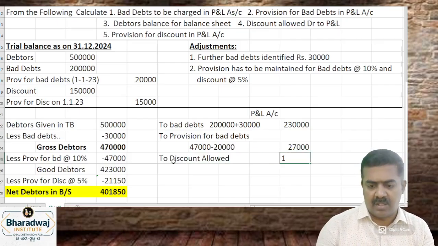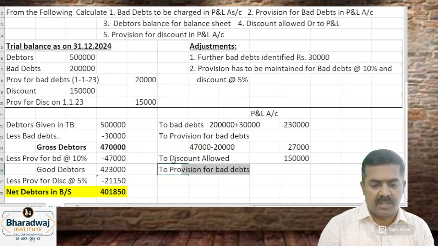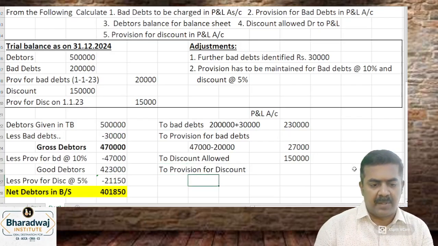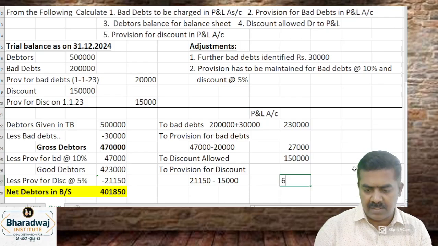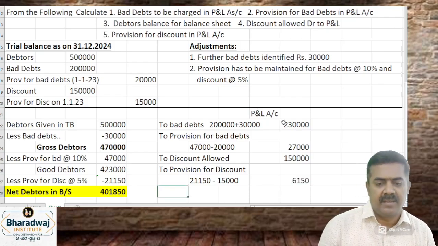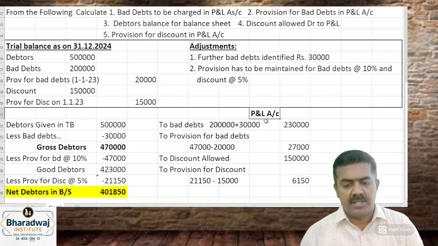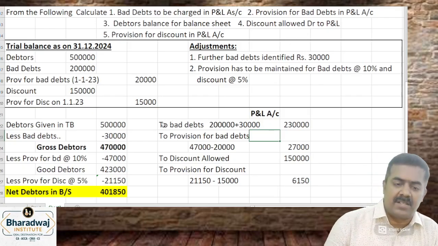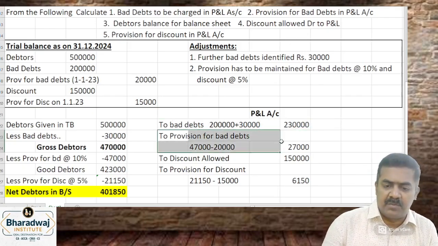So discount allowed, how much? 1,15,000, 50,000 given in the trial balance. Provision for discount. What is the balance required? 21,150 required. Already we made a provision of 15,000. Means how much is required? 6,150 required. Okay. So this is how we will charge it, in which account? P&L. Take it up. In this, not everything may be tested. Bad debts and provision for bad debts can be tested, or discount and provision for discount can be tested.